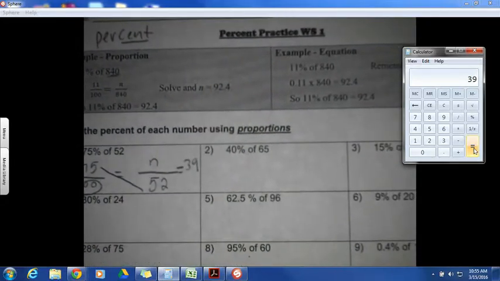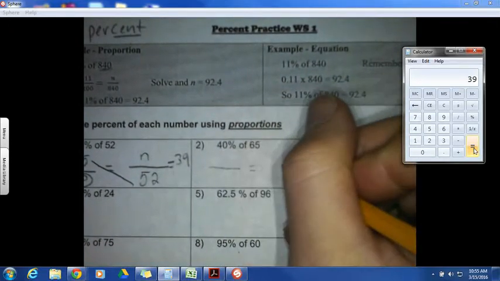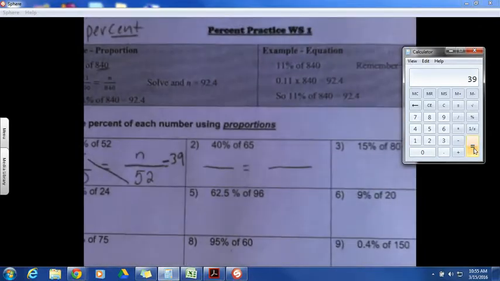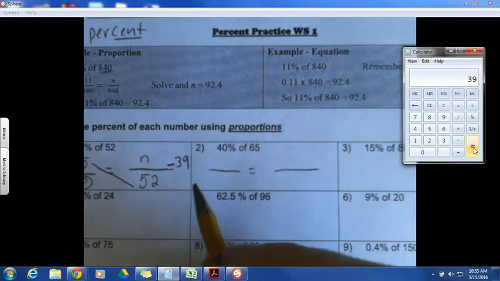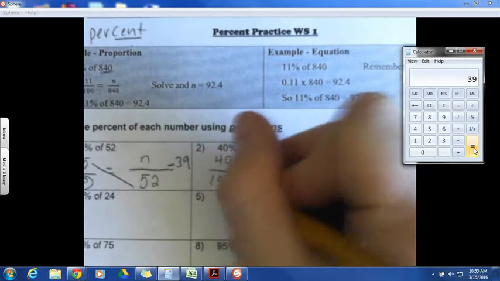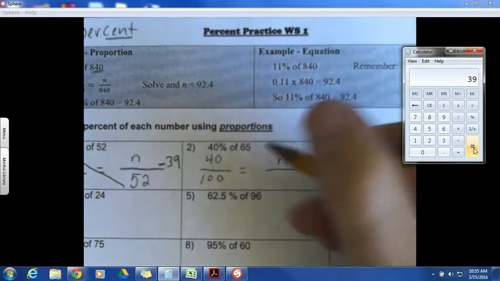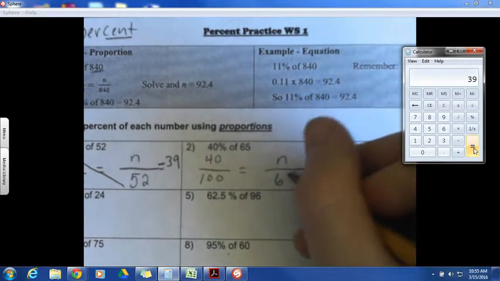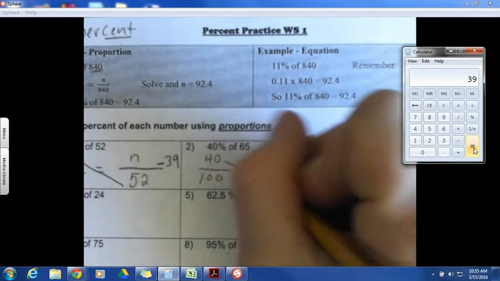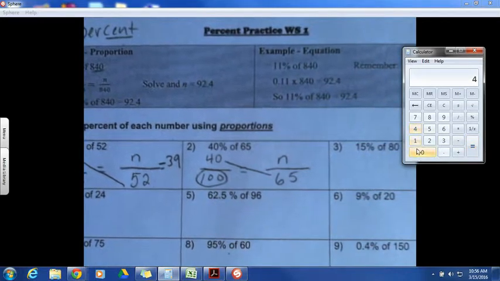Alright, let's try number 2. So this works the same way. We're going to set up our proportion. And again, our first ratio is just the percent, so we have 40 over 100 for the percent. And then our second ratio is what part of 65 is 40%. So that's how we set up our proportion. And again, we cross multiply, divide by 100. For these type of problems, we're always going to be divided by 100.